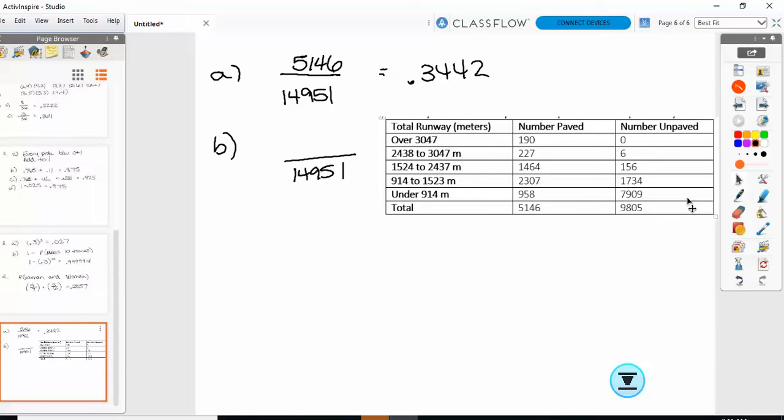So we have to figure out what goes on the top. We are looking at everything for our total. And then I want everything that is 914 all the way up to 2437. So what we have to do is add these four numbers together for the top of our fraction. So we get 5661. So our probability is 0.3786.